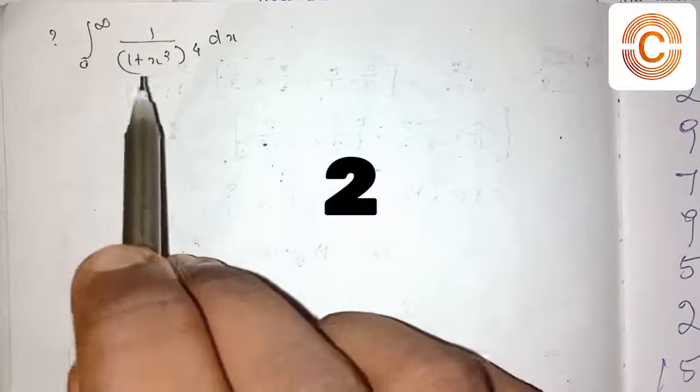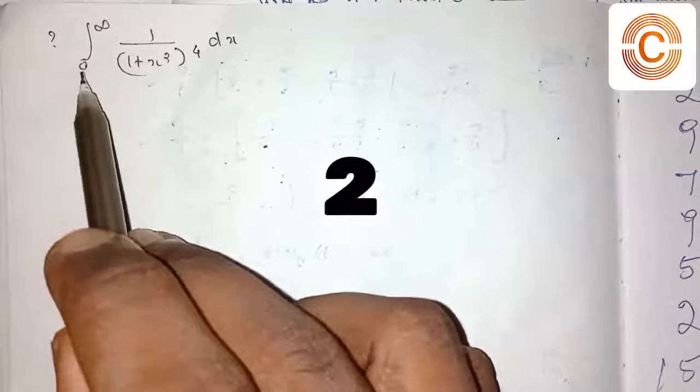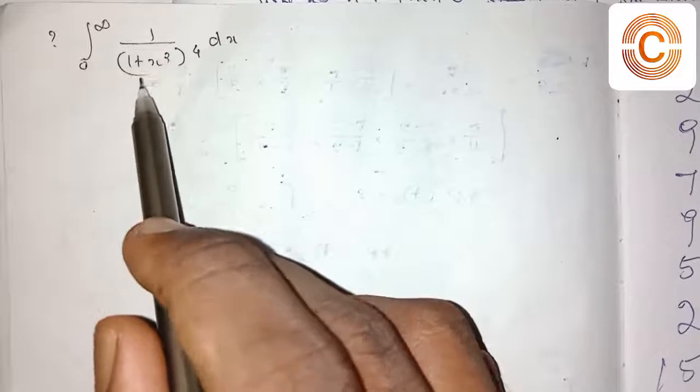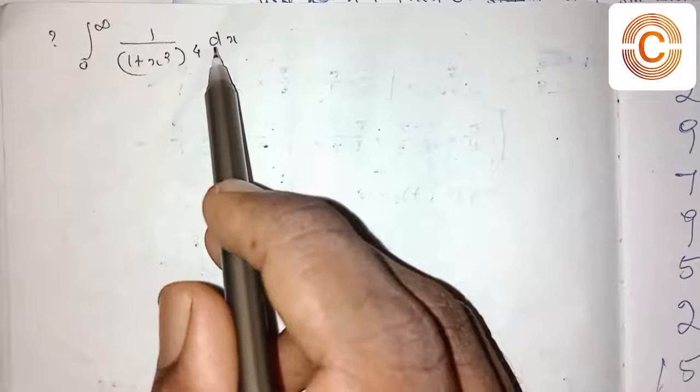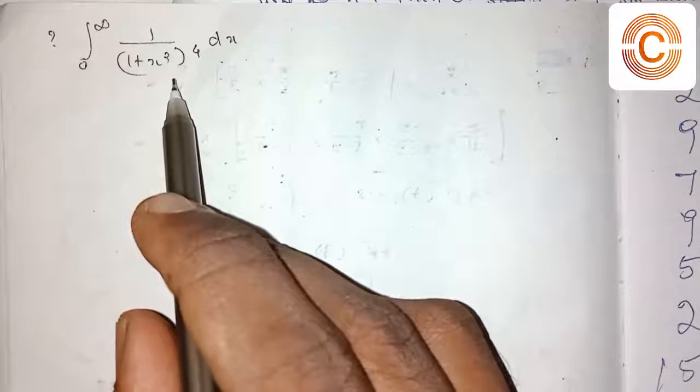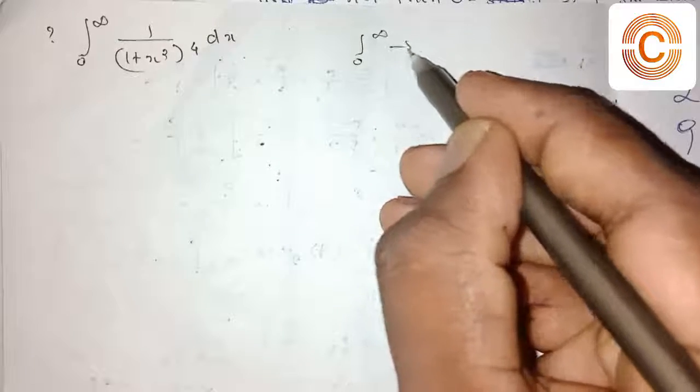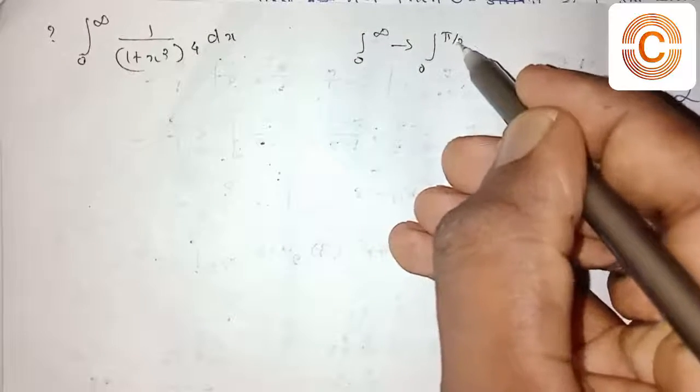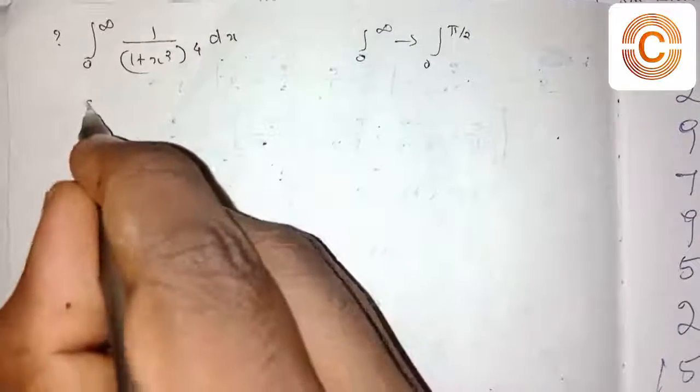So let's check it out in another question, that is the integral from 0 to infinity of 1 divided by (1 plus x square) whole raised to 4, dx. Note that we can use the substitution method and convert the limits 0 to infinity into 0 to pi by 2. So let's check it out.